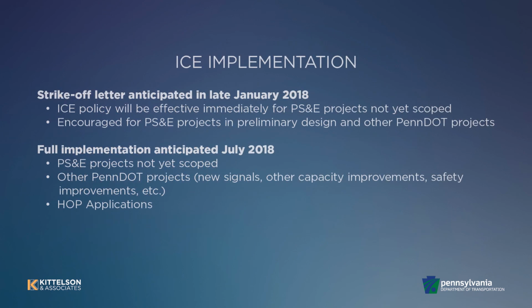A strike-off letter is anticipated in late January 2018 that will make the ICE policy immediately effective for PS&E projects that are not scoped. Full implementation is anticipated in the summer of 2018. It will apply to PS&E projects that are not yet scoped, other PennDOT projects, new signals, capacity improvements, safety improvements, and so forth, as well as HOP applications.